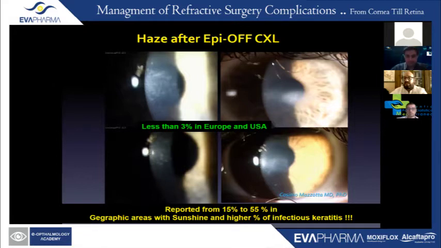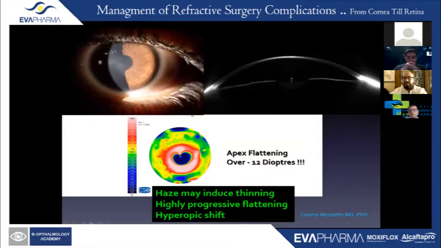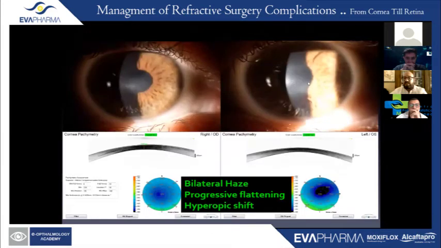Remember that when we have AIDS, we may have a great corneal flattening that is progressive. We may have over 12 diopters, like in this case of progressive corneal flattening. So AIDS may induce corneal thinning, progressive flattening, and also hyperopic shift that are not desirable in a cross-linking patient. Take a look at these bilateral AIDS with extreme corneal thickness reduction. This is a progressive flattening with hyperopic shift that was not desirable for the patient.